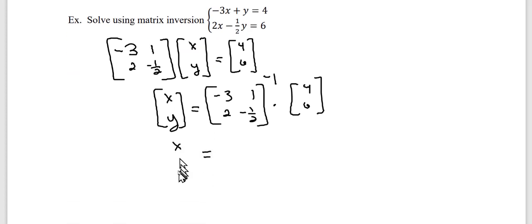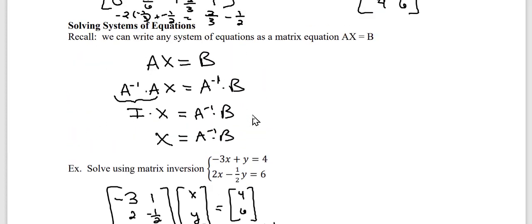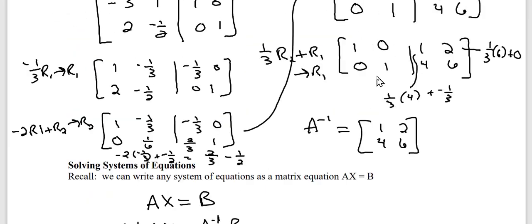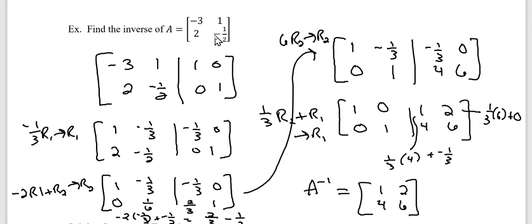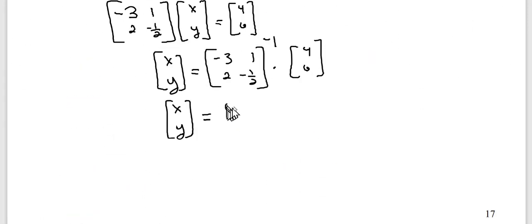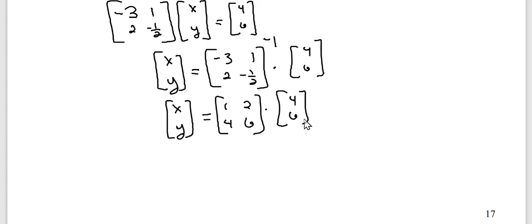Well, one thing we already found was the inverse of this matrix. That's what we did above: this -3, 1, 2, -1/2. We found that inverse to be 1, 2, 4, 6 right here. If you didn't already have that, you would have to find that inverse. That means xy is equal to the product of these two matrices.